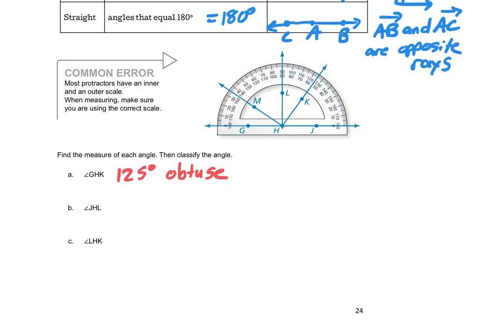Okay, so if I go JHL, we're going to go from here up. So this is 0 right here, essentially, right? 0 all the way over to where this is at. How many degrees? 90, okay? So this is a 90-degree angle, and we would classify that as a right angle.